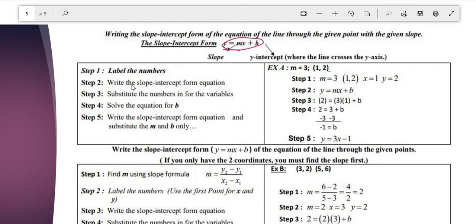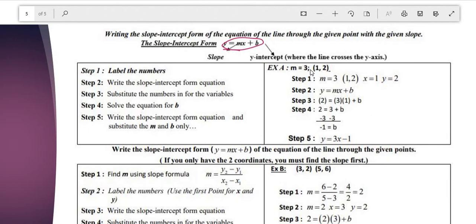First thing, you're going to label the numbers. You're going to write the slope-intercept form of the equation. Step number 3, you're going to substitute the numbers in for the variables. Number 4, solve the equation for b. And number 5, write the slope-intercept form of the equation and substitute m and b only.